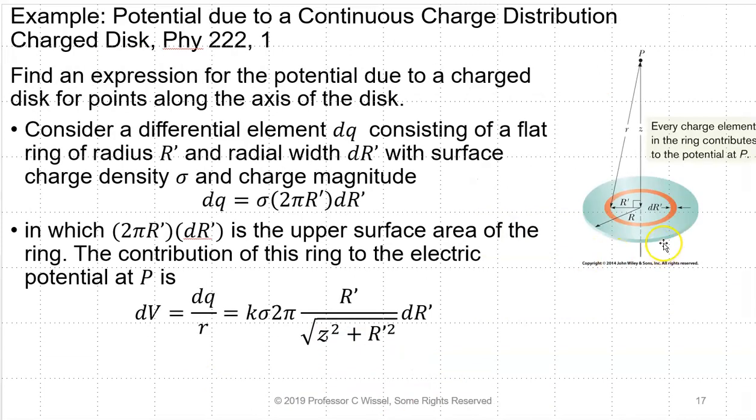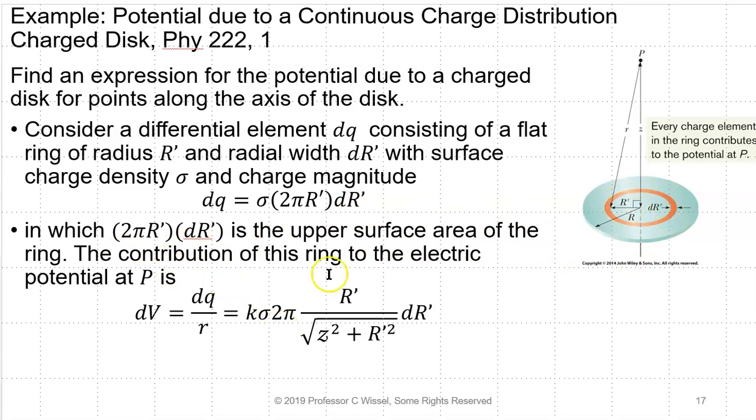Now we're going to do the same sort of thing, but for a charged disk. We're going to find an expression for the potential due to a charged disk for points along the axis of the disk. We're interested in point P up here, along the axis of the disk. We consider a differential element dq consisting of a flat ring of radius r prime with radial width dr prime, with surface charge density sigma and charge magnitude dq equals sigma 2 pi r prime dr prime, in which 2 pi r prime dr prime is the upper surface area of that ring.